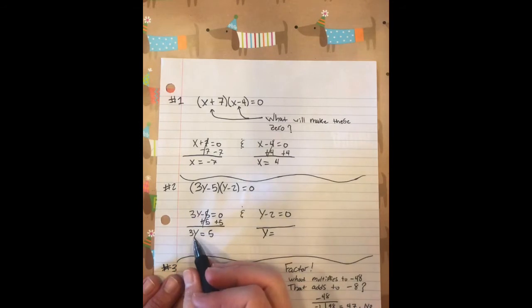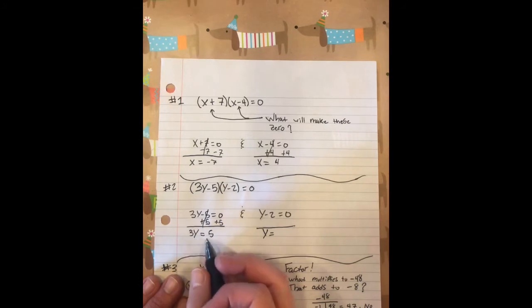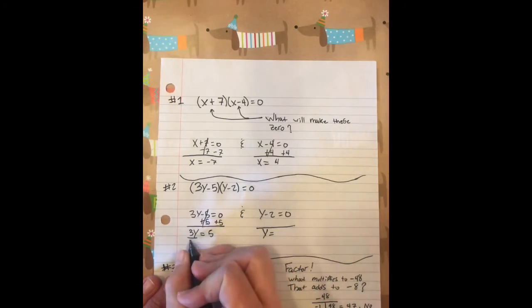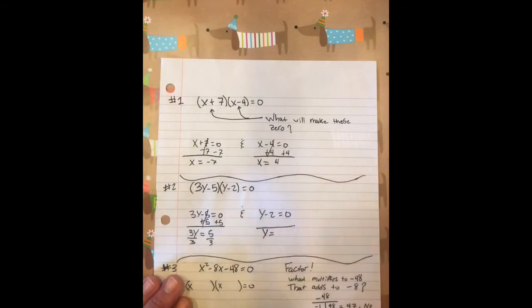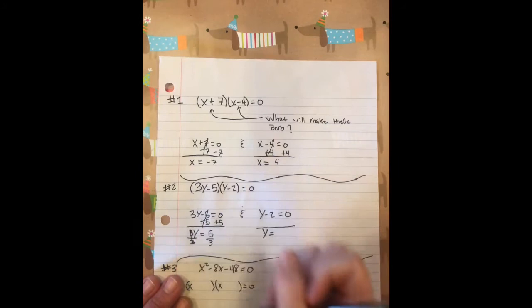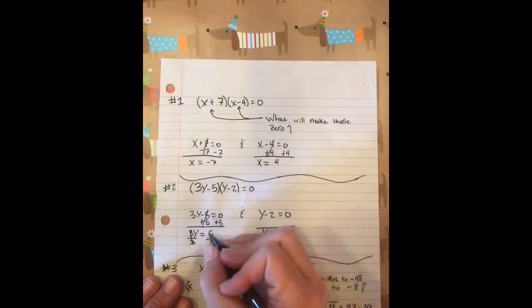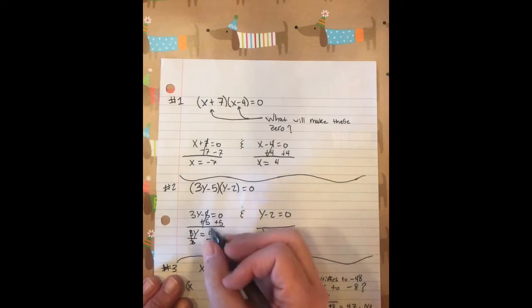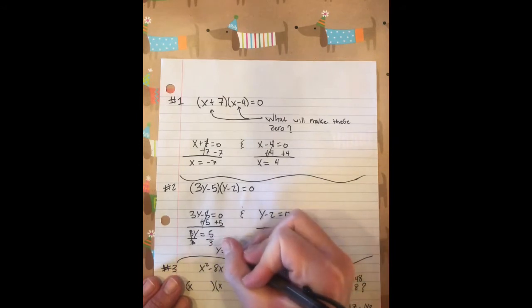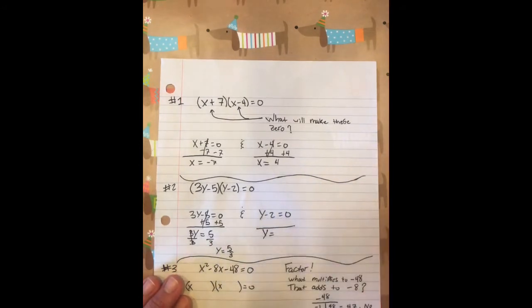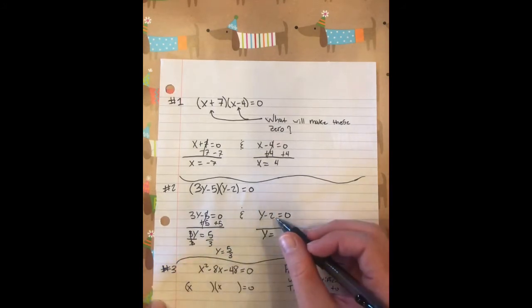What is stopping y from being by itself? 3. What is it doing to y? Multiplying. What's the opposite of multiplication? Division. What I do to one side, I need to do to the other. So 3 will take out 3 on this side. Can we simplify this fraction? No. Oh my gosh, we're stuck with it, it's okay. We're done. We have y equals 5 over 3. We don't need to do anything else. We're good with that. Now we need to move on to this side.